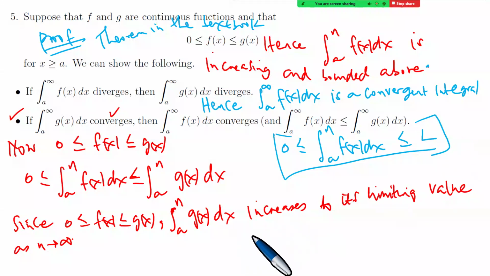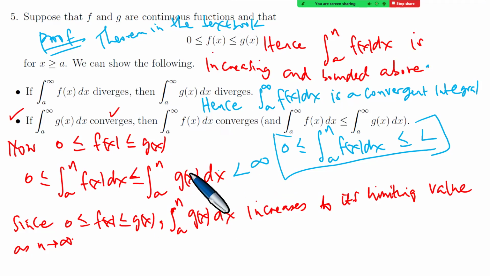Okay. What have we done in the second part? So now to prove this second bullet point, we take the function f as a bounded function between 0 and g. You take the integral of both sides. Since f is this, the integral of g of x dx increases to its limiting value as n approaches infinity. Hence, this integral is increasing and bounded above. Because g is convergent, it increases to its limiting value by dint of it being convergent. If g is convergent, it means that this is finite. It has a limiting value and therefore it's finite.